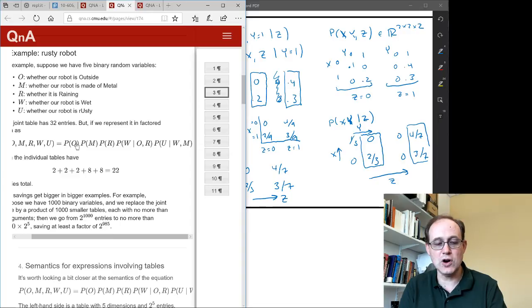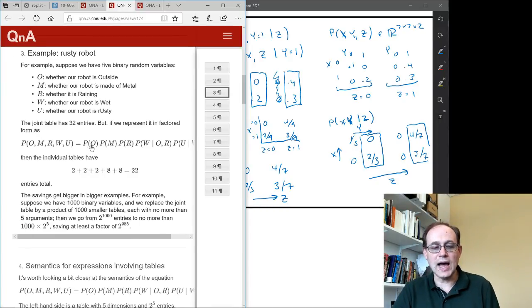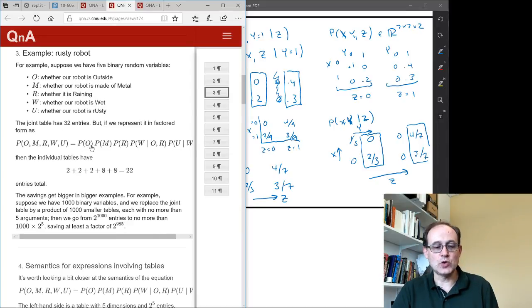So here P of O is a table of the marginal probability distribution of O. And that just has two entries, right? Because it's got one binary argument. Same thing with P of M, P of R. Here's a conditional distribution of W given O and R, and another conditional distribution of U given W and M. And so I haven't addressed whether this factorization is accurate. It's probably going to introduce some approximation to be able to write it this way.